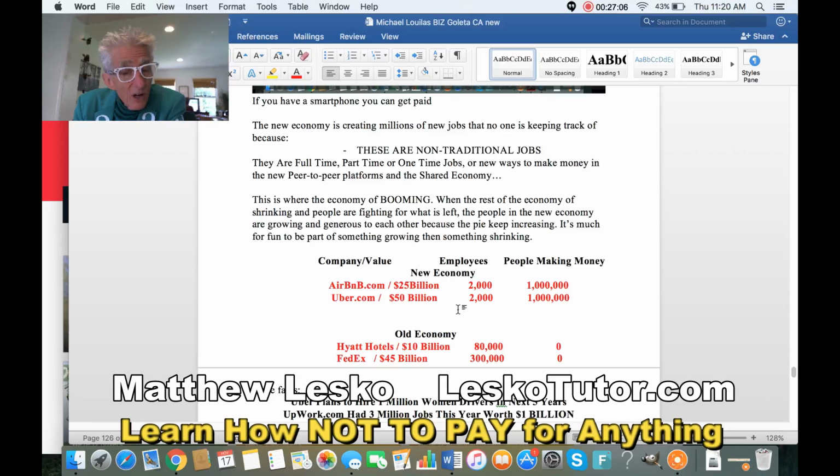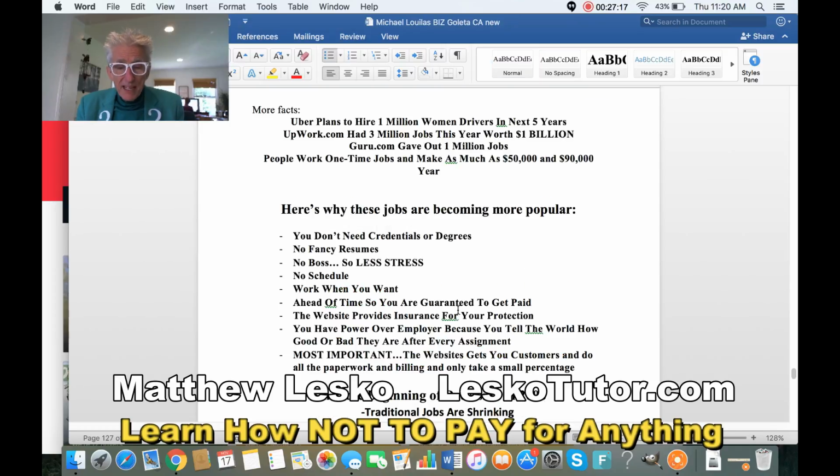You have a decent car, and even if you don't, they'll get you a car that's decent because they know you'll make so much money on it. You'll be able to pay for the car and make extra money too. And that's what I have here.